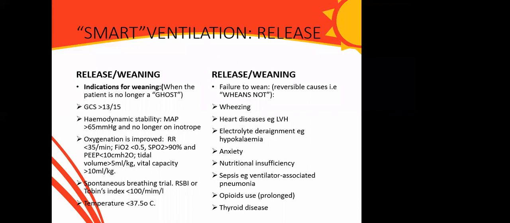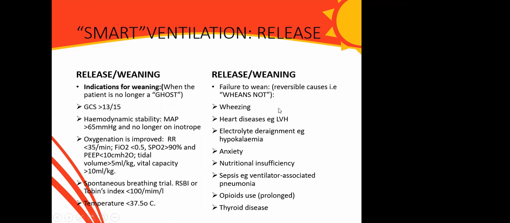Your patient has passed the spontaneous breathing trial when your rapid shallow breathing index, or Tobin's index, is less than 100. Tobin's index is respiratory rate over tidal volume. A Tobin's index of less than 100 breaths per minute per liter means the patient has passed your spontaneous breathing trial. And then, there's no more fever, temperature is now less than 37.5 degrees Celsius.